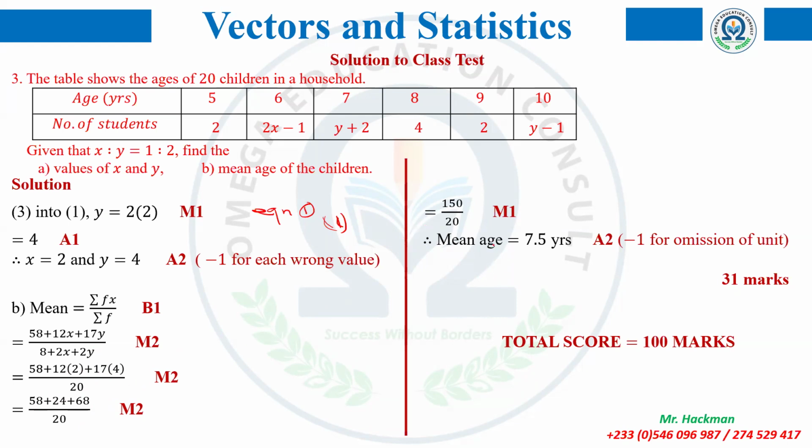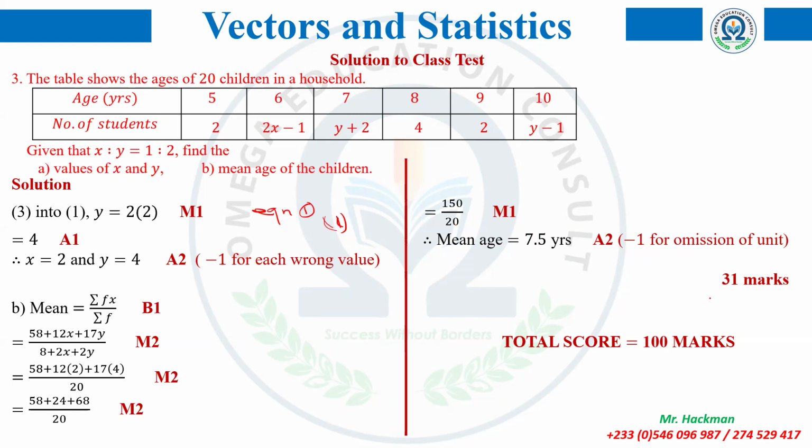Then what do you do? If you simplify this, that will give you 7.5. If you like, you can conclude with a fraction. There is nothing wrong with that. Only that usually we leave our answer in decimal. But that's not to say that if you wrote 7 and 1 over 2 years as your final answer, you'll be marked down. Take note of that. In this case, without the unit, it will be minus 1. In normal circumstances, it should have been 0, so I'm being lenient here.